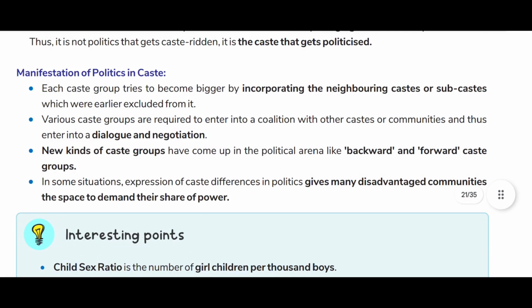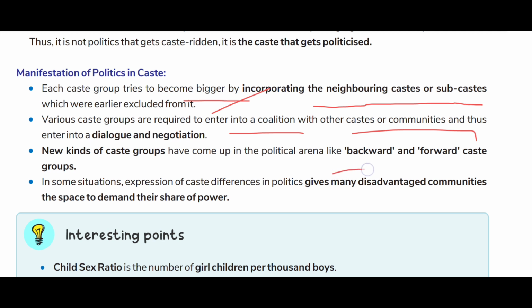Manifestation of politics in caste. Each caste group tries to become bigger by incorporating the neighboring castes or subcastes, which were earlier excluded from it. Various caste groups are required to enter into a coalition with other castes or communities and thus enter into a dialogue and negotiation. New kinds of caste groups have come up in the political arena, like backward and forward caste groups. In some situations, expression of caste differences in politics gives many disadvantaged communities the space to demand their share of power.